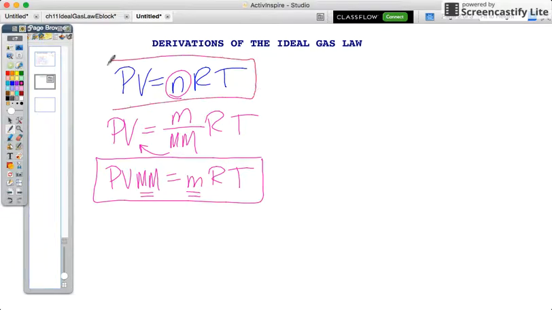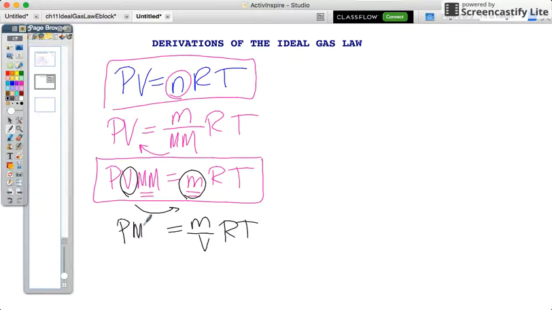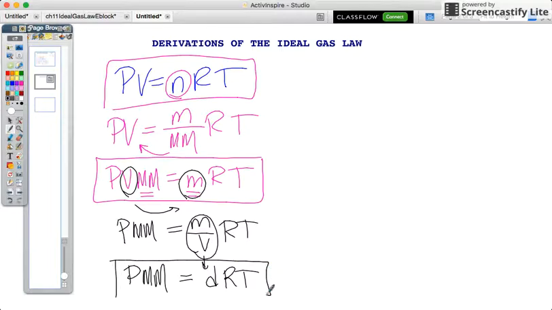We also, at this point, might notice that we have V and we have m. So if we bring the V over, we have m over V now equals P over RT. And we realize that m over V is density, which gives us an equation of P times molar mass equals dRT. So now you have 3 derivations of the ideal gas law that you could use arguably a little more efficiently.